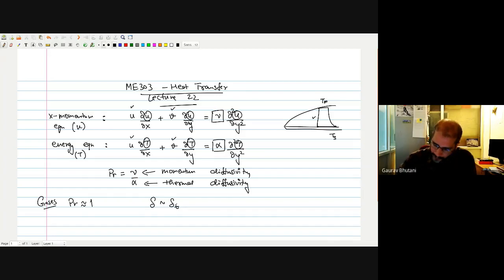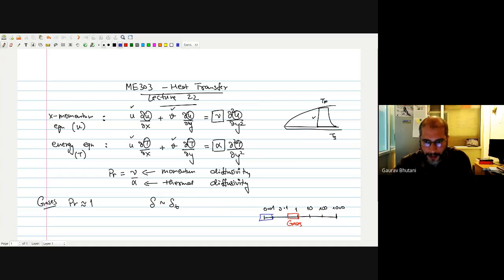Now on the other side of the spectrum, if I was to draw a spectrum, let's say on a logarithmic scale, so I'll have my gases in this region between 0.1 and 1. Then on the extreme left, which is in the region where my Prandtl number values are much smaller than 1.